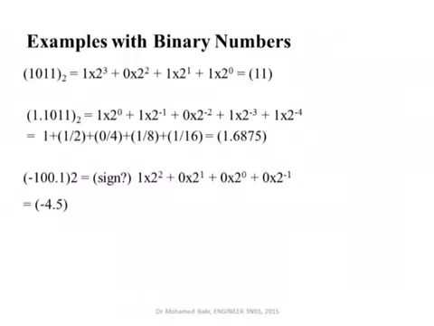But decimal numbers are multiplied by 10 to the minus 1, 10 to the minus 2, and 10 to the minus 3. And this is how we can represent fractional numbers in base 10. This is exactly what we have here.